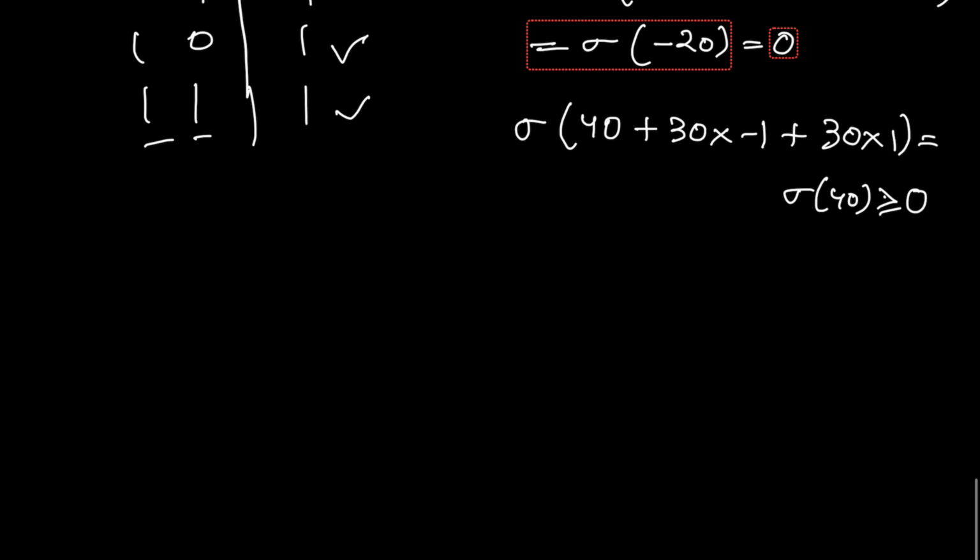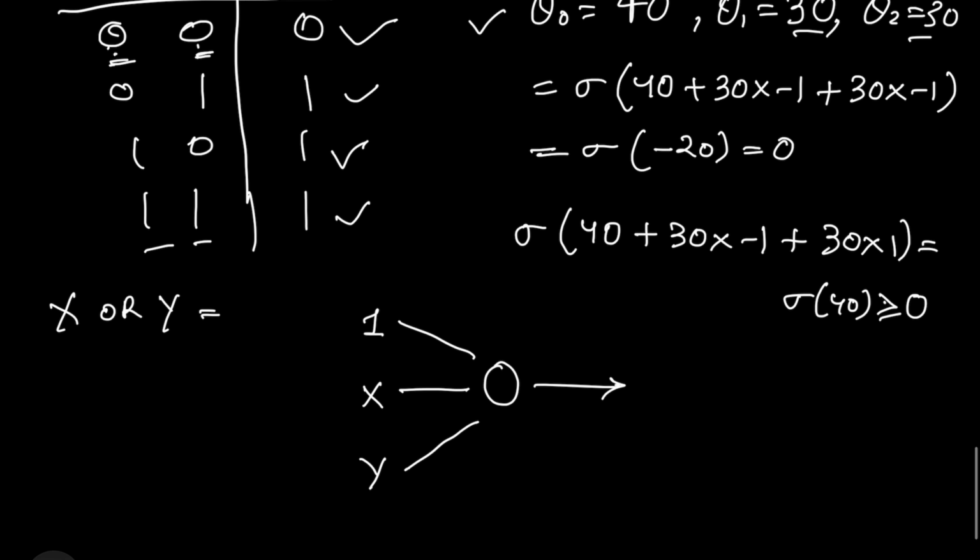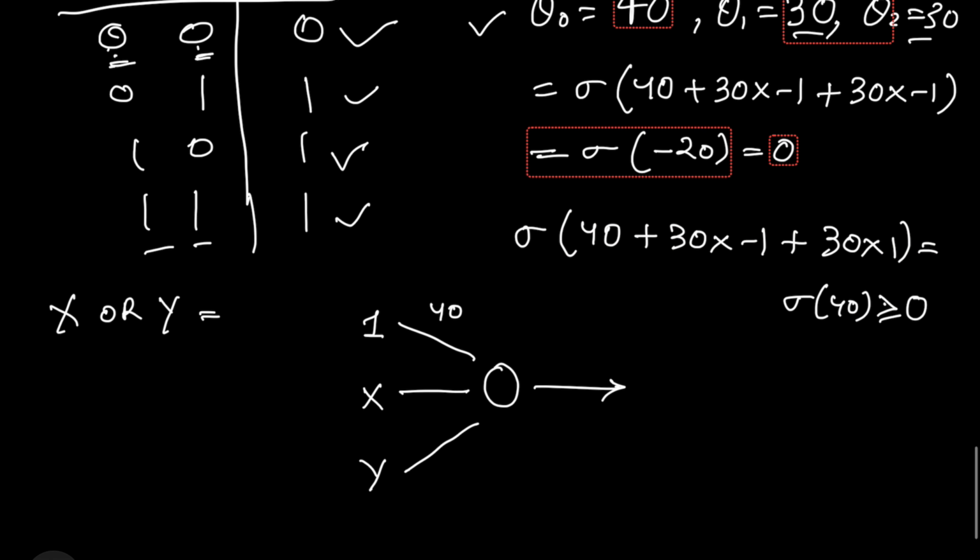So for x or y, the neural network would look something like this. That would be 40, 30, 30. Now this f would basically behave as OR.